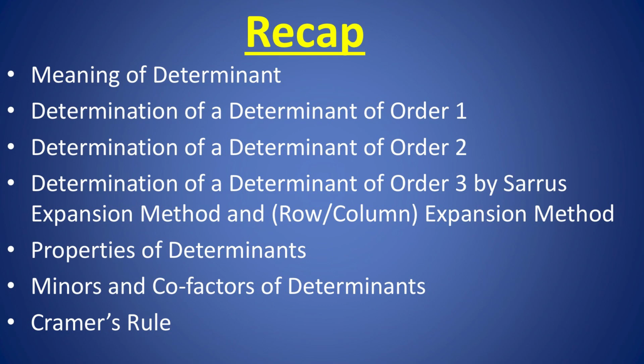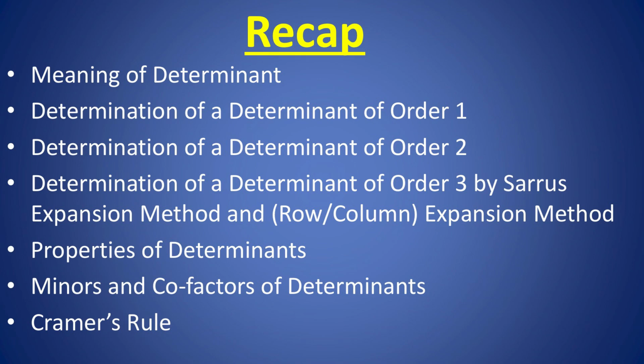Next, what we have done? We have discussed how to find out the minors and cofactors. Minor is nothing but the determinant that is obtained by deleting the row and the column in which the element exists, and cofactor is nothing but a signed minor. That means, in cofactor we take into account the sign of the position of the element.